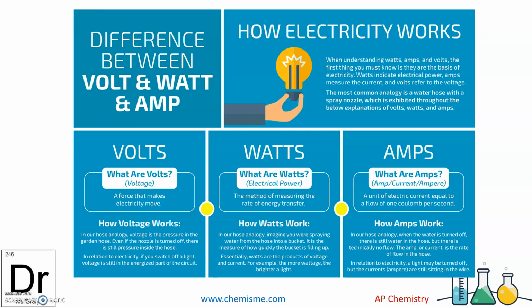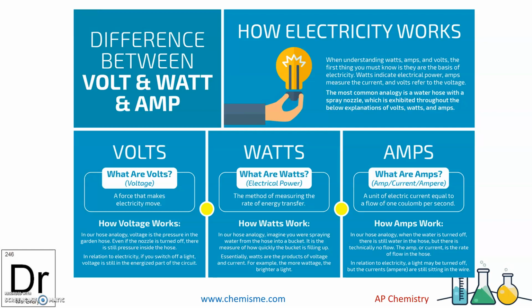The wattage in this analogy is, imagine you're spraying that water from the hose into a bucket. The wattage is how quickly the water is filling up. Remember again, wattage is the rate at which it's going out. So that's why the more wattage you have in a light bulb, the brighter the light, because energy is going out at a large rate.